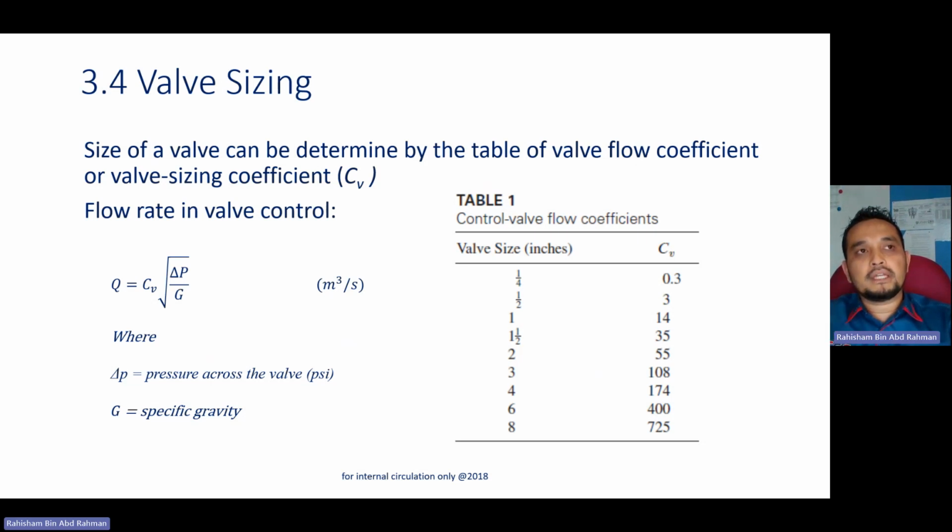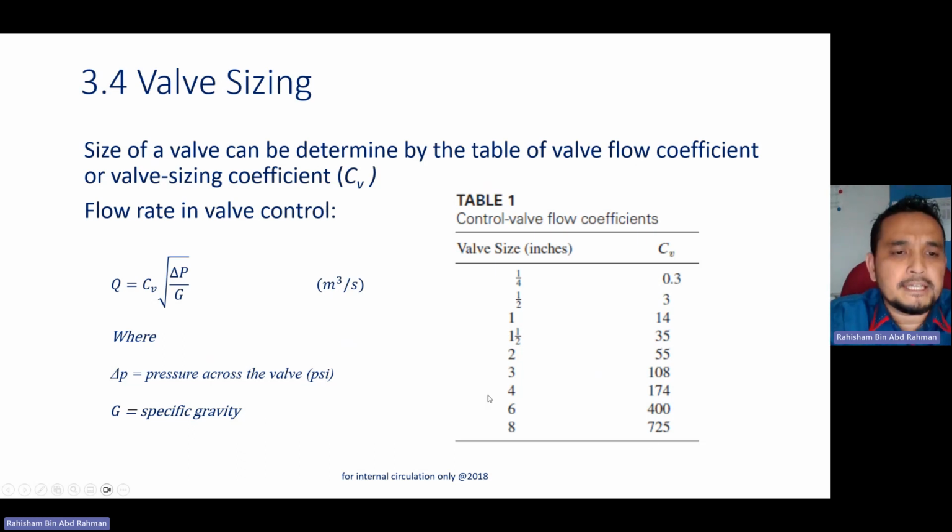in which we want to avoid the flashing and cavitation. We want to use the right valve equipment and all that. So the formula is very simple. If you can see here, CV is the valve sizing coefficient. So we have a chart here. If the valve size is about quarter inch, one fourth, the valve sizing coefficient is actually 0.3. And if the valve size is about half inch, then it is 3. This is a standard table. And if it is 1 inch, it is equal to 14, and so on.